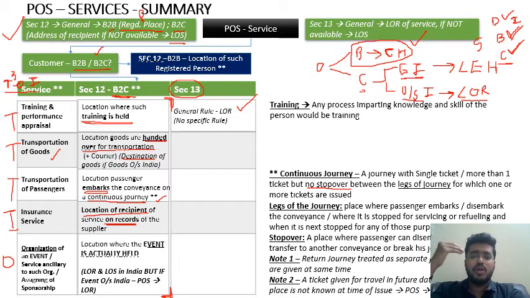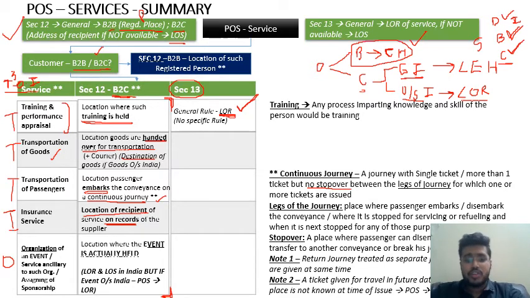The general rule says the POS will be the location of recipient. So let's say the NRI is located in Australia. The place of supply for this training service will be Australia, since there is no specific subsection under section 13 to deal with training and performance appraisal service, right?